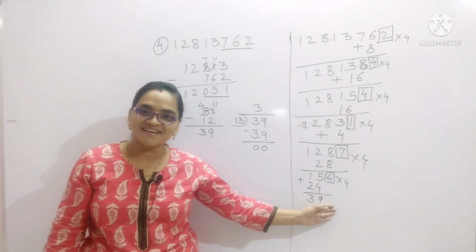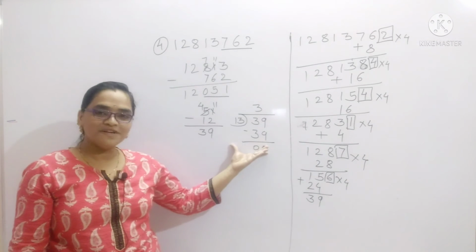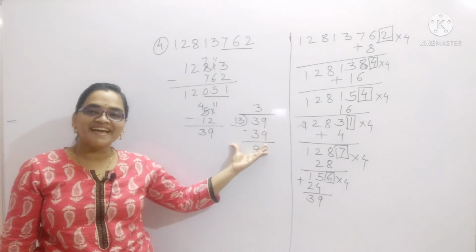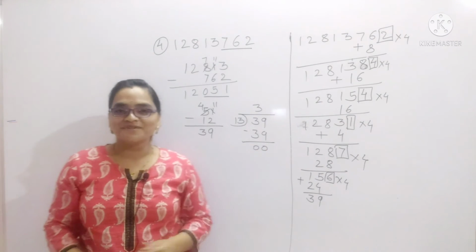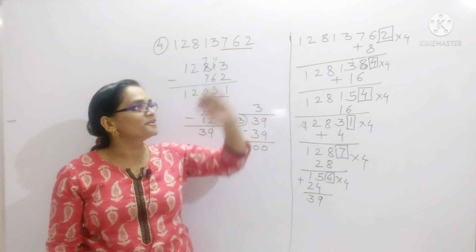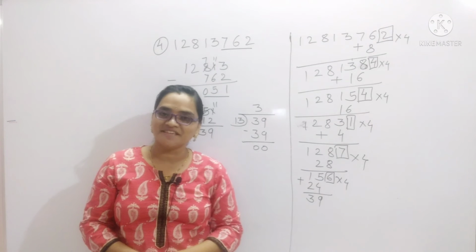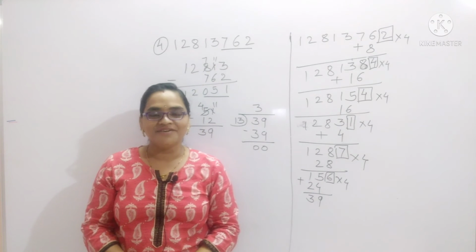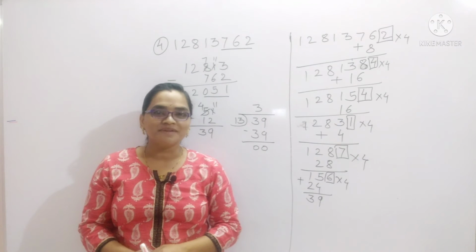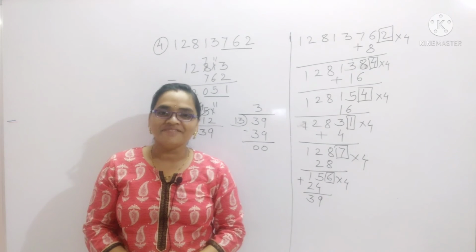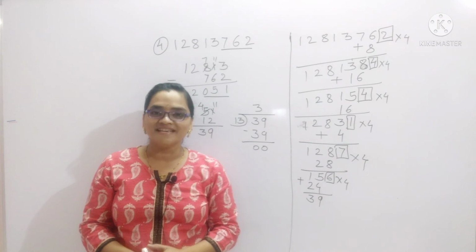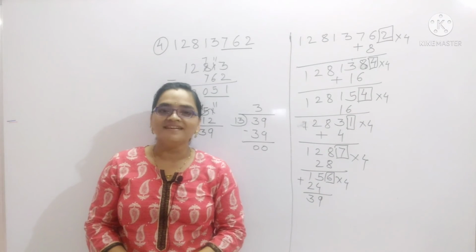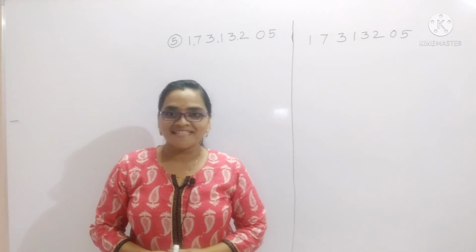Again we got the answer 39, and 39 we have already checked. 39 is divisible by 13. So the given number 1,28,13,762 is divisible by 13. Okay, I hope the concept is clear, but still we are discussing one more example. What is the fifth example?